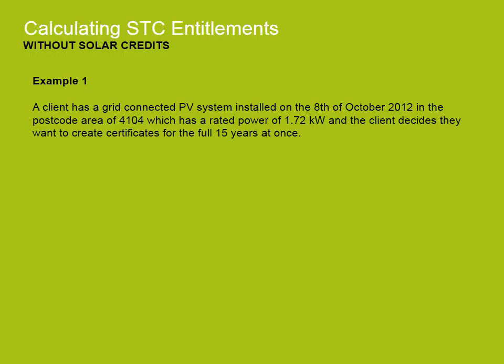So let's walk through an example. Say we want to calculate the STC's eligibility without the solar credit scheme for a client who has a PV system installed on the 8th of October 2012 in the postcode area of 4104, which has a rated power of 1.72 kilowatts under a 15-year deeming period.